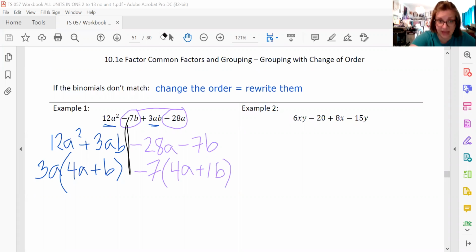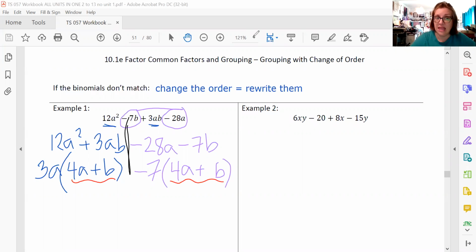And then again, that b, nothing's happening with him, so he's just going to come straight down. And again, I don't really need this 1 right there. You can always put the 1 there if that's helpful. Okay, so now I've factored my two binomial groups within this polynomial.